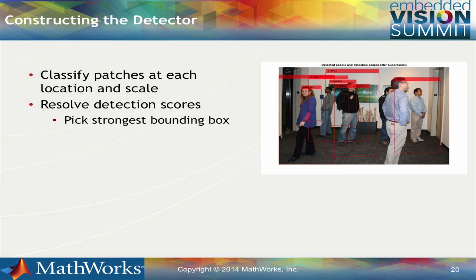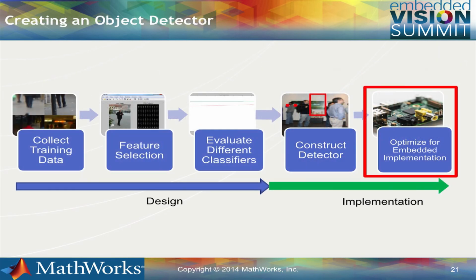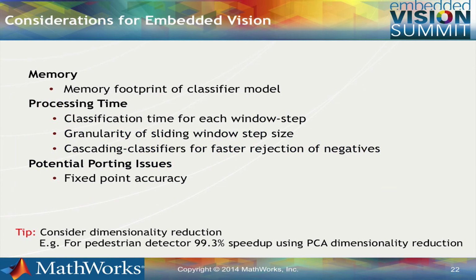Now, the last step, obviously, is to optimize for embedded implementation. So often the goal of creating these detectors is so that we can find faces using our cell phones, or find pedestrians in our cars. But we need to move these detectors onto embedded devices.